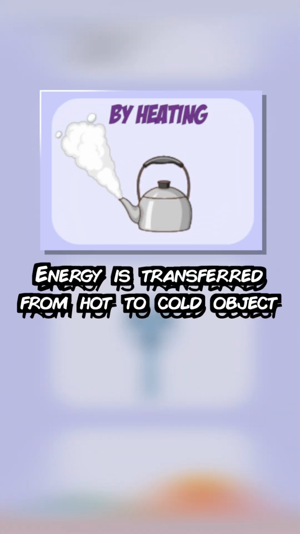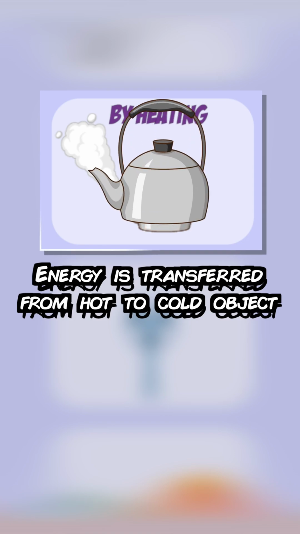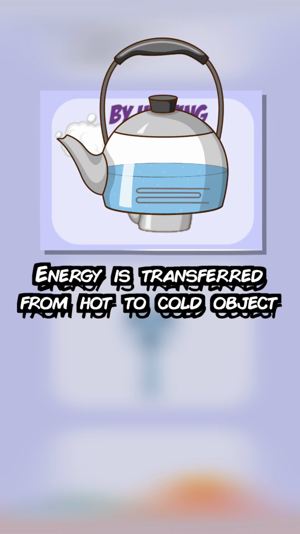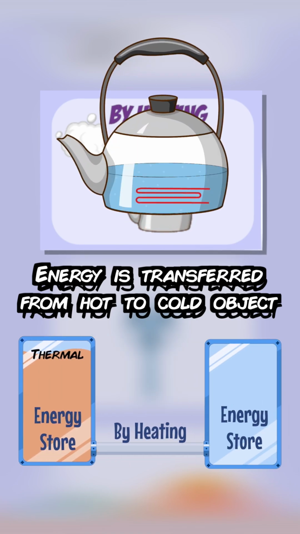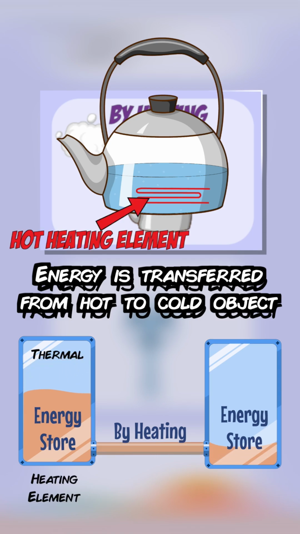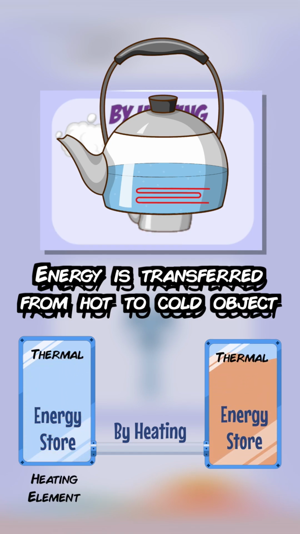The second is by heating, which is where energy is transferred from a hot object to a colder one. So for example, when a kettle heats water, energy is transferred from the thermal energy stores of the kettle's heating element to the thermal energy store of the water.